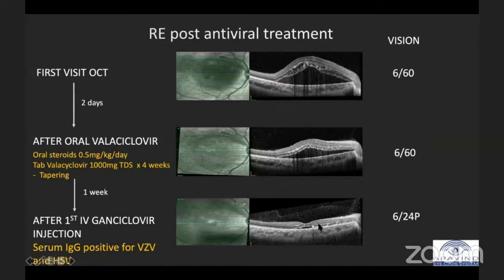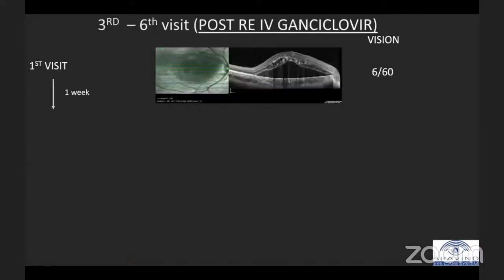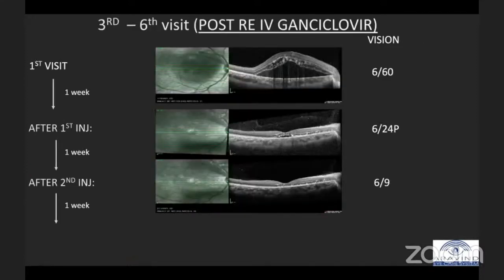So here the vision was 6/24 and SRF had reduced significantly. Though the macula was becoming dry, the retinitis lesion was still persisting. So we gave a ganciclovir injection intravitreally here. And we can see here, he received 3 intravitreal injections in the right eye.